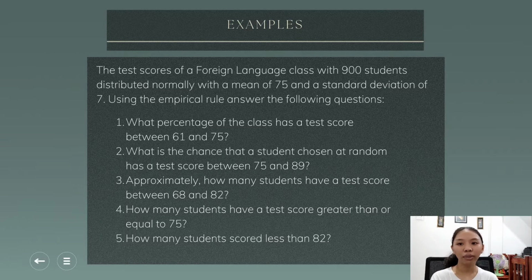First example, what percentage of the class has a test score between 61 and 75? Second example, what is the chance that a student chosen at random has a test score between 75 and 89? The third example, approximately how many students have a test score between 68 and 82? Fourth example, how many students have a test score greater than or equal to 75? And lastly, the fifth example, how many students scored less than 82? Let's now prepare our paper and ball pens.